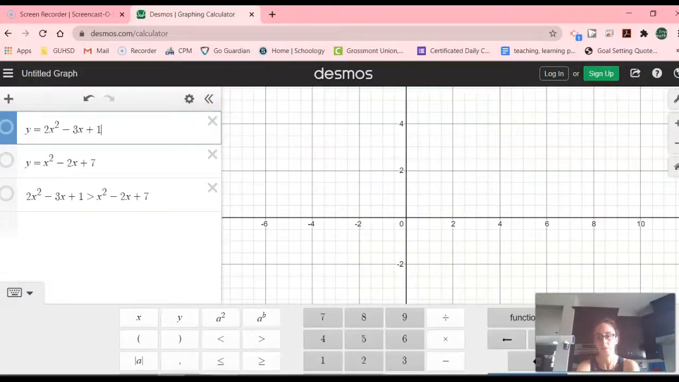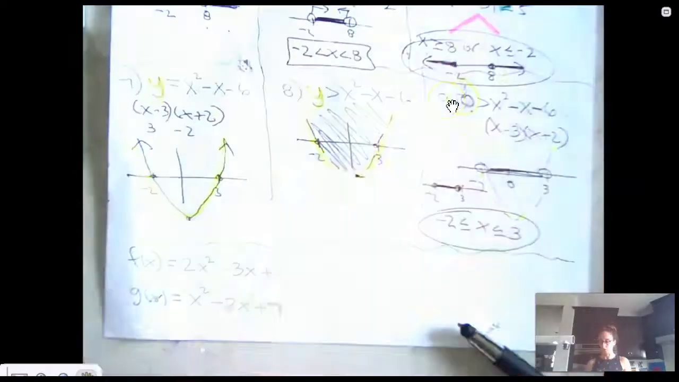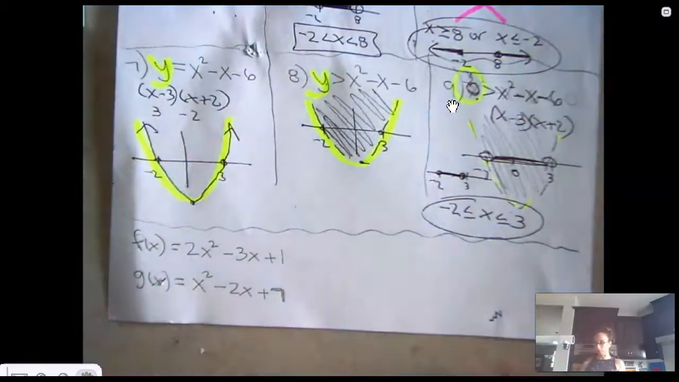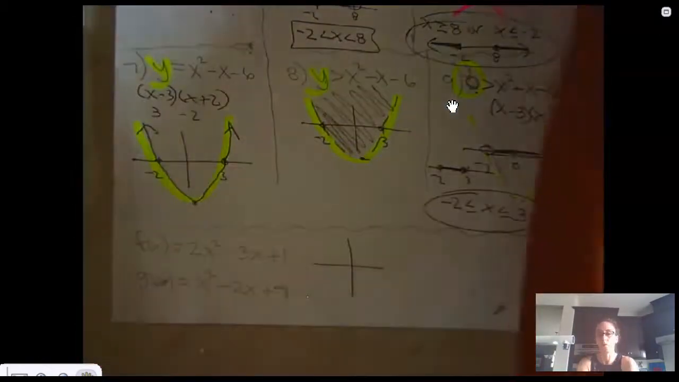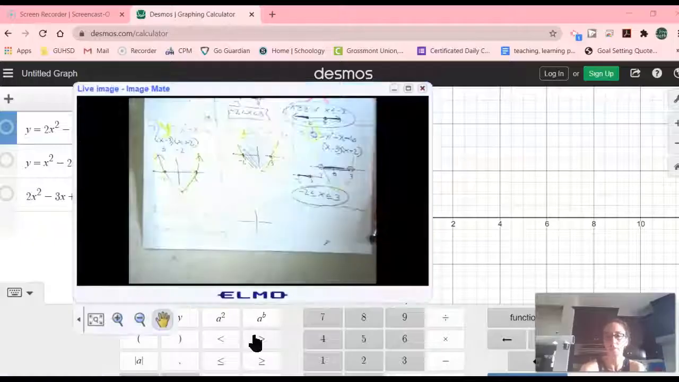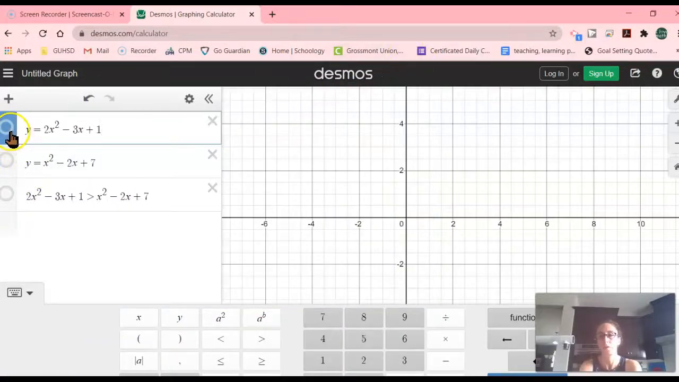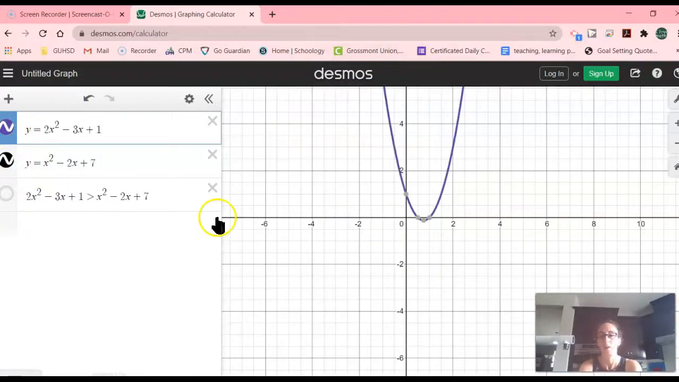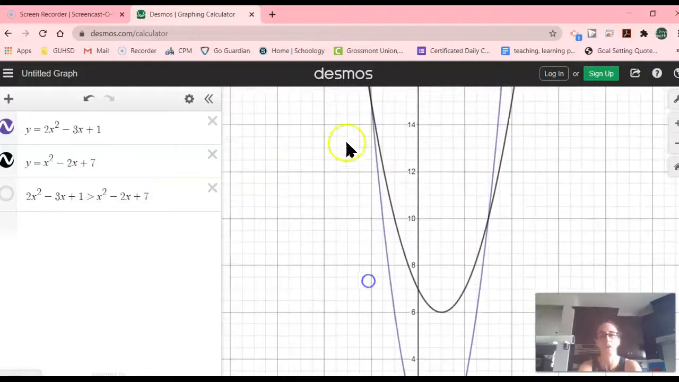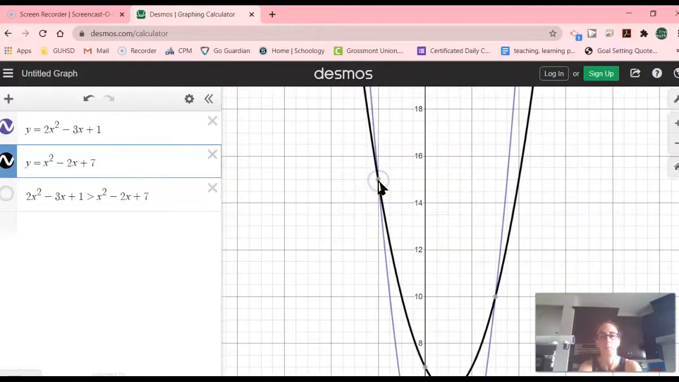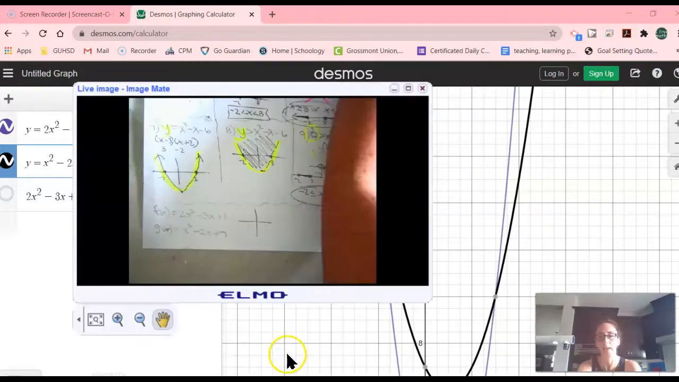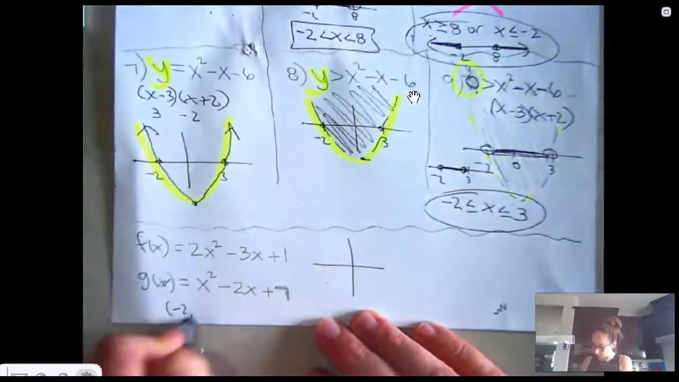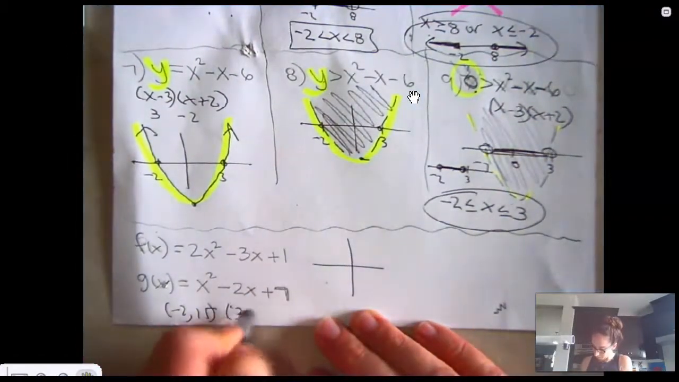Let's go back to the screen. Now let's go to this one. Okay, I'm going to give you these two. If I asked you to graph these two, back in Desmos, I graph this one and I graph this one. If I said find the points of intersection, then the answer would be -2, 15, and 3, 10. So if I said, tell me where they intersect, what would I say? -2, 15 and 3, 10.